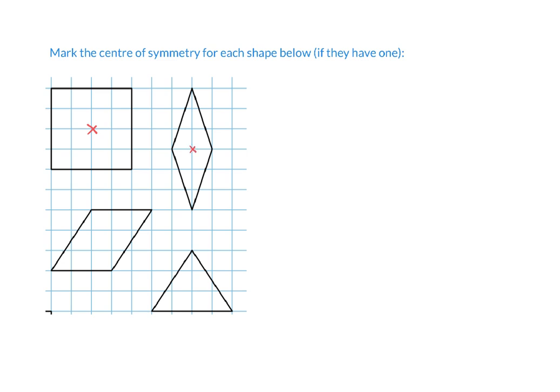Now, the next one here, we have a parallelogram, and you can see, does it have a center of symmetry here? Let's have a look. This point would come down here, yep, and then this would go down here. Yep, so that has a center of symmetry there. And then the triangle, as we already know, does not have any at all. So we would just leave that blank and say it does not have any.